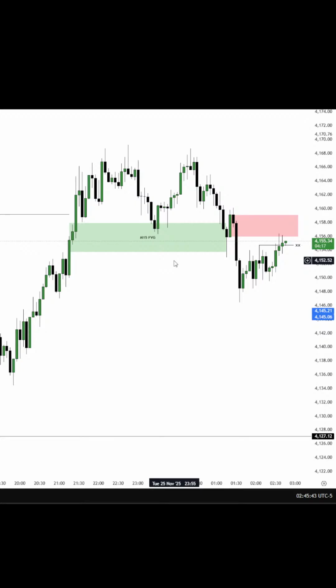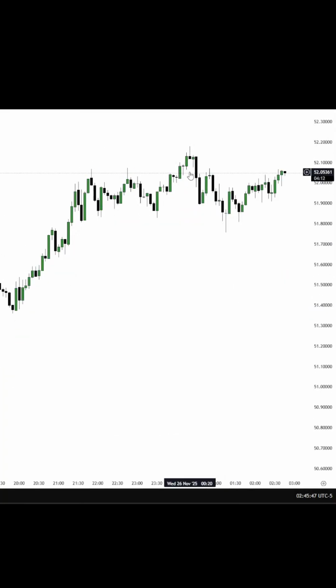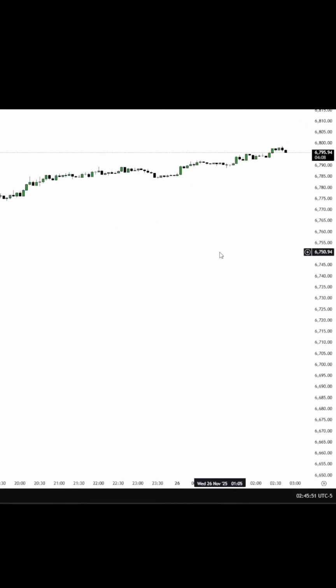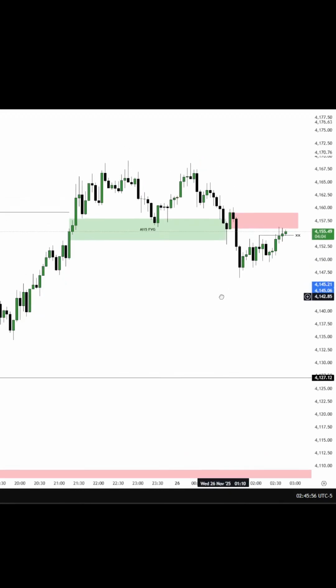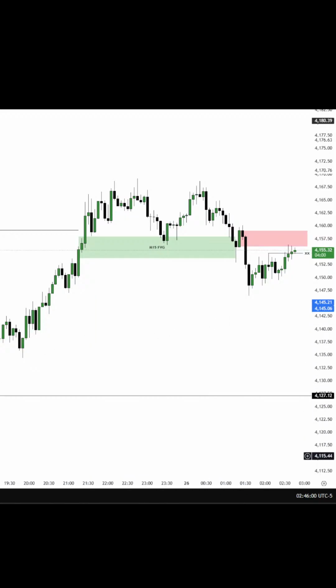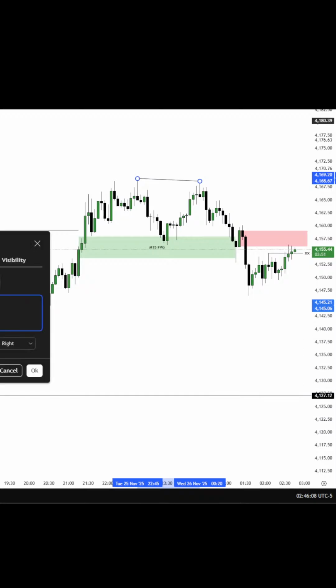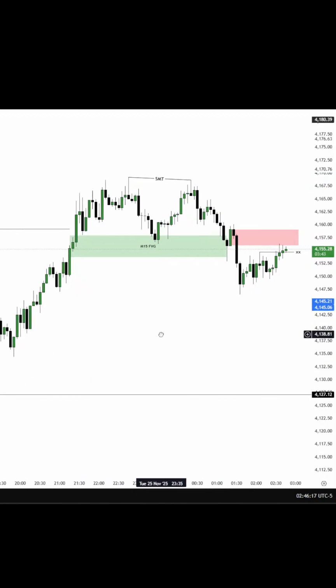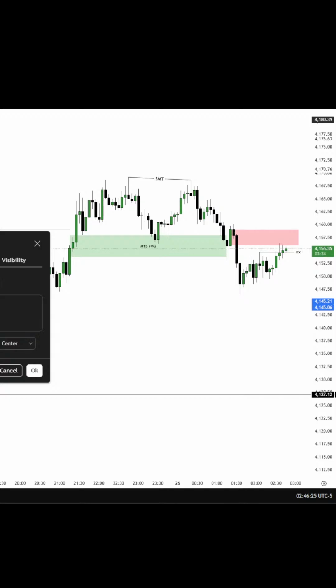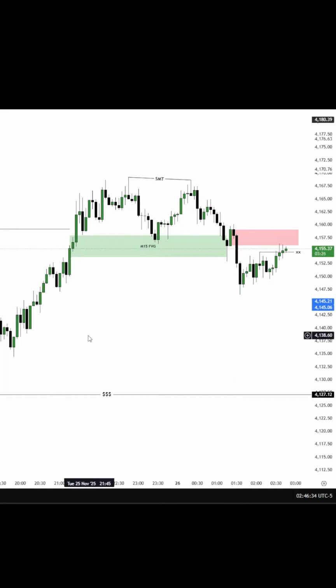Okay, XAGUSD in a silver chart. Yes, this is an SMT. Okay, it's good. Let me mark SMT in the center. We have a liquidity below this low, so I will mark it as a dollar sign. So I want a rejection from this area and a drop below to these lows, because this is all clear liquidity.